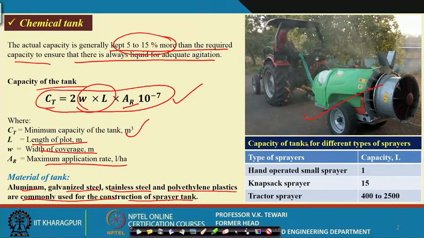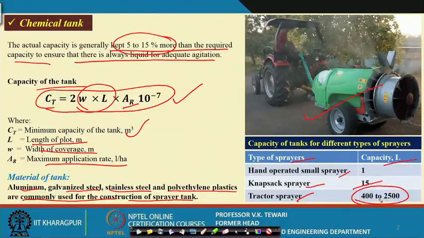So, the capacity, or the types of sprayers: the capacity generally for hand operated small sprayers could be 1 liter, could be 14 liter. Knapsack sprayers are 15 liters, 14 liters, 16 liters sometimes depending on the size, and then tractor operated ones are 400 to 2500 liter capacity. Now, once the power source is very high, in that case you can use these big ones, and ultimately you will be in a position to minimize the time for completing this particular operation. So, that is very important.